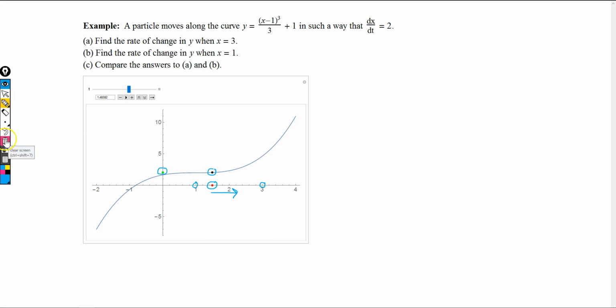We'll set this in motion and you'll see what's going on. Okay, so you see the red dot is moving to the right at a constant speed. Maybe I'll slow that down a little bit.